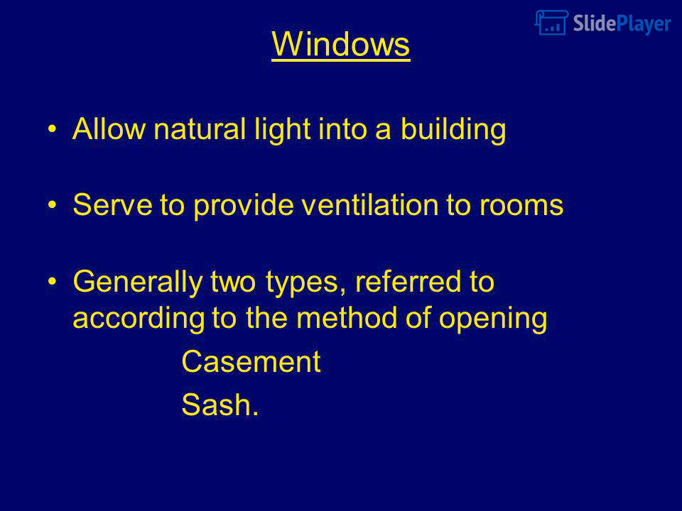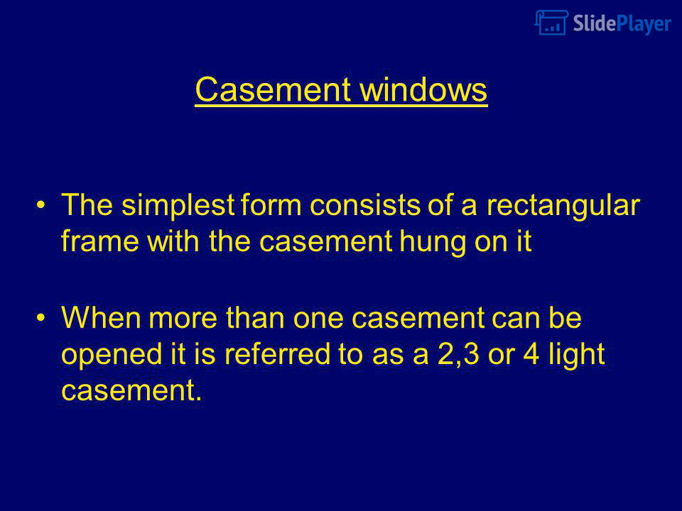Windows allow natural light into a building. Serve to provide ventilation to rooms. Generally two types, referred to according to the method of opening: casement and sash. Casement windows: the simplest form consists of a rectangular frame with the casement hung on it. When more than one casement can be opened, it is referred to as a 2, 3 or 4 light casement.